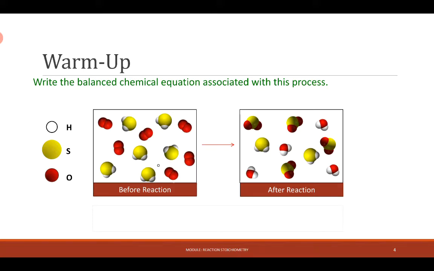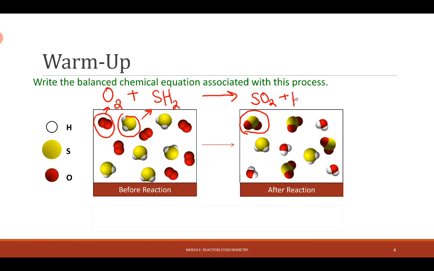In this before reaction box, we can identify the chemical species as O2 and SH2. So this one is SH2 and that's O2. After the chemical equation, we look for new substances that were not present before, and we see that we have SO2 and H2O. And now we have to balance the equation.